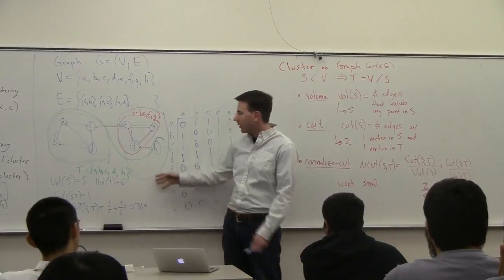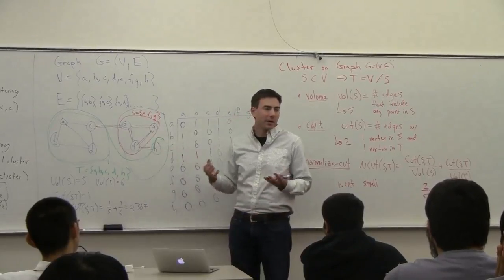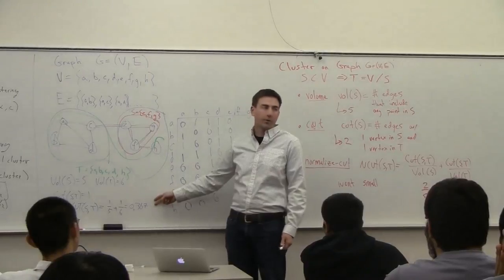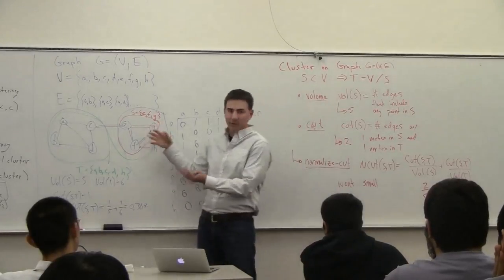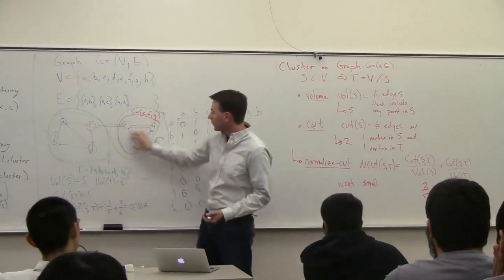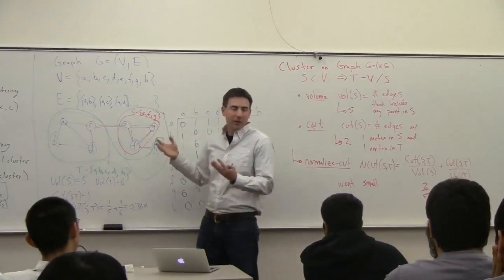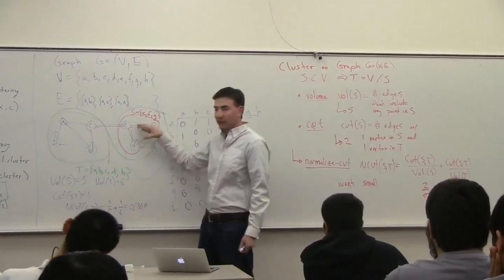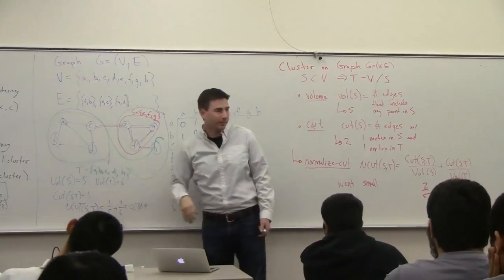So this way of clustering is much better, with a much lower normalized cut. And it seems like a much nicer cluster, right? This is a very cohesive set, and this is a cohesive set, and this H, well, it doesn't really fit anywhere, but it's better to fit in this part than in this part here.